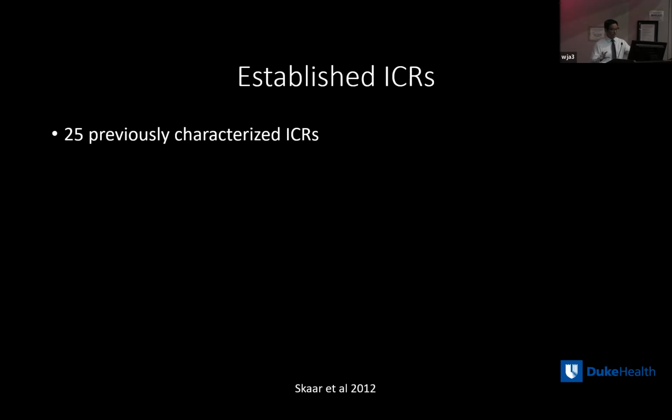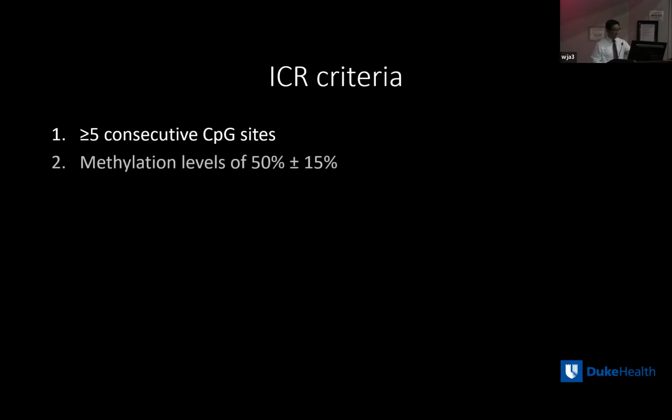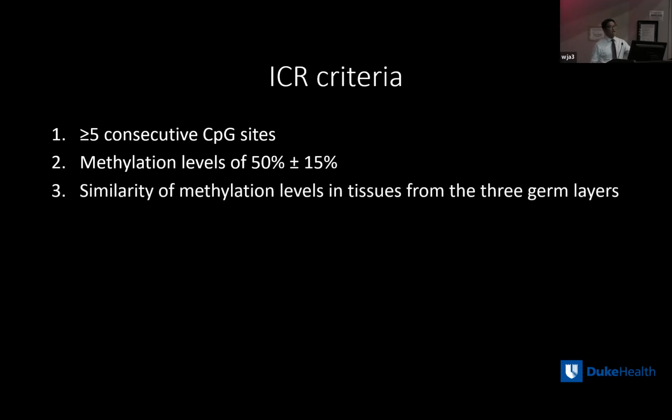Now, there are 25 previously characterized ICRs, but there are specific criteria for the ICRs that I'm going to talk about right now. Number one, they have to have consecutive CpG sites. What that means is they have to have a cytosine phosphate guanine site, at least 5 in a row. The second is that the methylation level has to be about 50% plus or minus 15%. And lastly, it has to have a methylation level that's consistent through all 3 germ layers. The brain represents the ectoderm, the kidney represents the mesoderm, and the liver represents the endoderm.